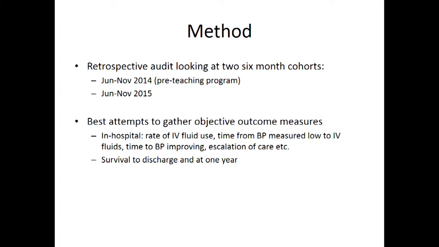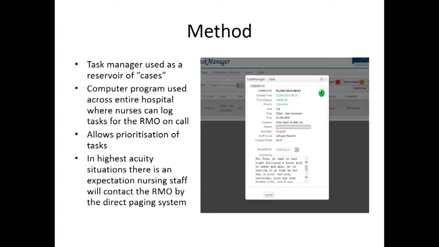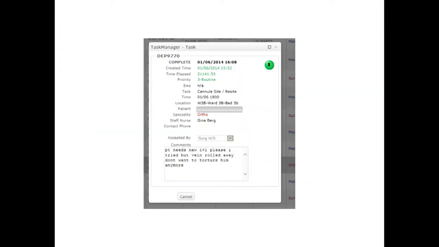Task manager is a computer program used across the hospital for nurses to log jobs on for the on-call RMO. It allows prioritisation of tasks, although the highest acuity tasks are always paged directly to the on-call doctor. And we use Task Manager as a reservoir for cases. The comments can be quite descriptive. This is just a general Task Manager.